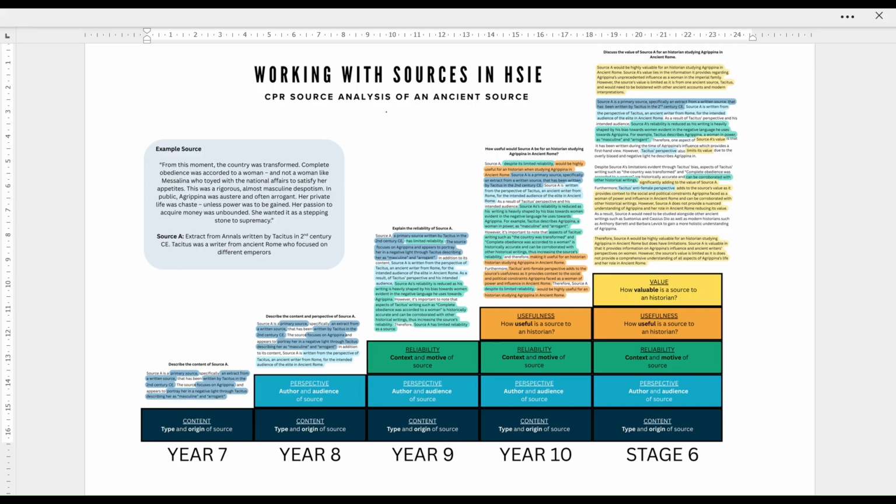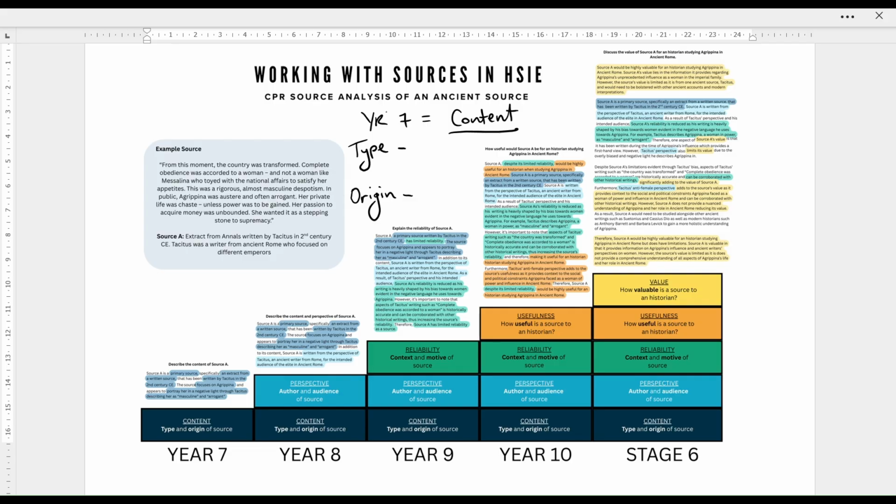And so the key part here, and which I want you to copy onto your sheet that you've received from your teacher, is all you need to focus on in Year 7 equals content. That is your focus. And then when you hear the word content, I want two words to always come to mind: type and origin. And this is in relation to the source you're looking at.